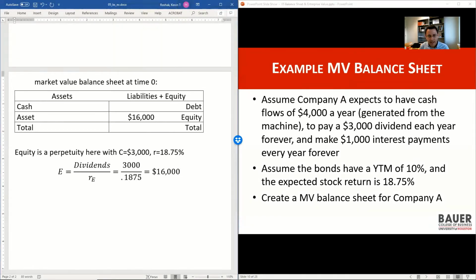Okay, let's turn to debt now. In this very simple example, debt is also described as a perpetuity. It's going to make $1,000 interest payments every year forever. Okay, and that's the only cash flows that we're given for the debt holders. So it's a perpetuity. If these are the payments, how do we find the value of the debt? Well, just like we saw with our bonds lecture, we discount the interest payments by the yield to maturity. So we can value the debt by discounting the coupons by the yield to maturity.